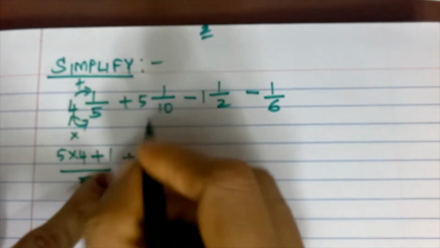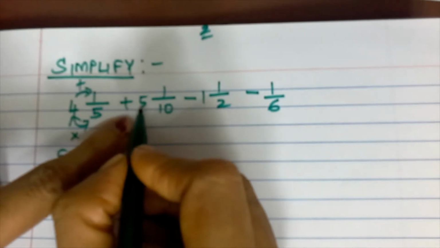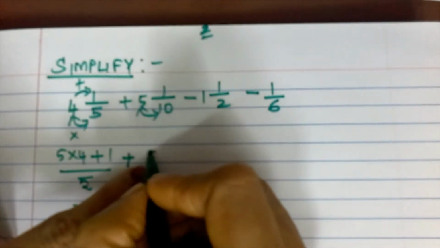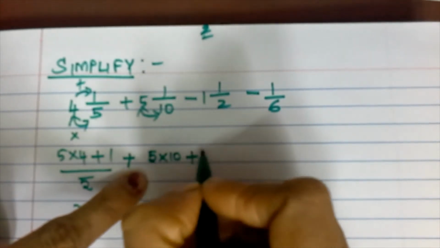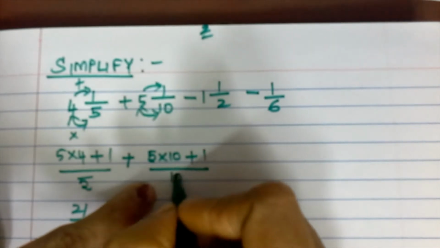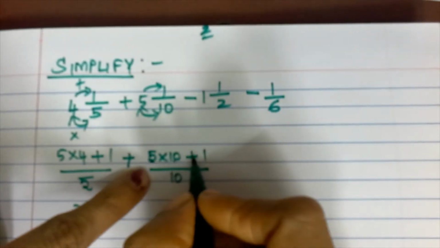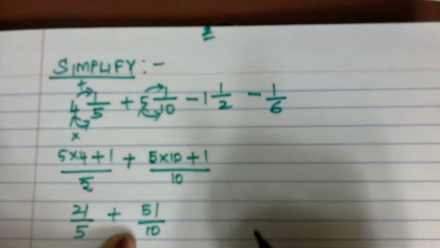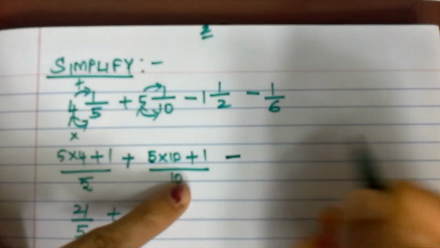Now again I have to convert this one. I multiply the natural number and the denominator, so 5 into 10 plus 1. With the answer I add my numerator, divided by the same denominator. So 5 into 10 is 50, 50 plus 1 is 51. So 51 by 10. Okay, solved. Next the symbol is minus.